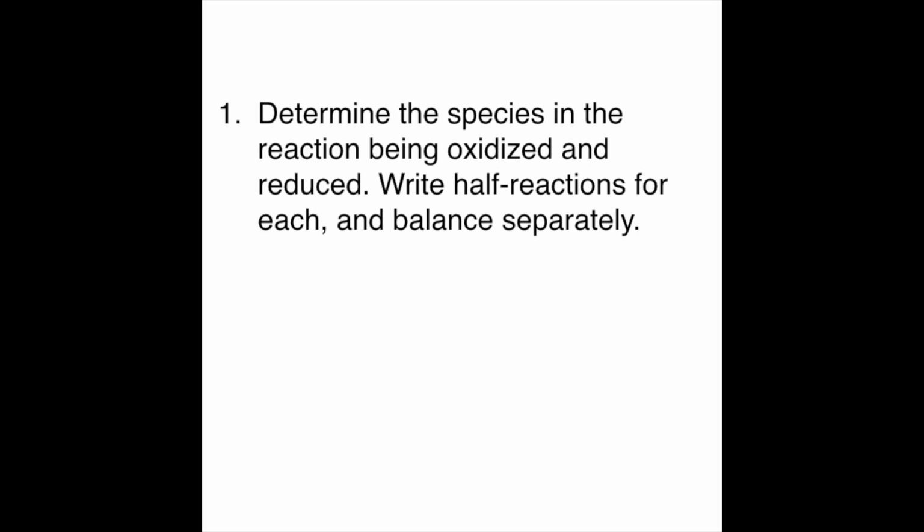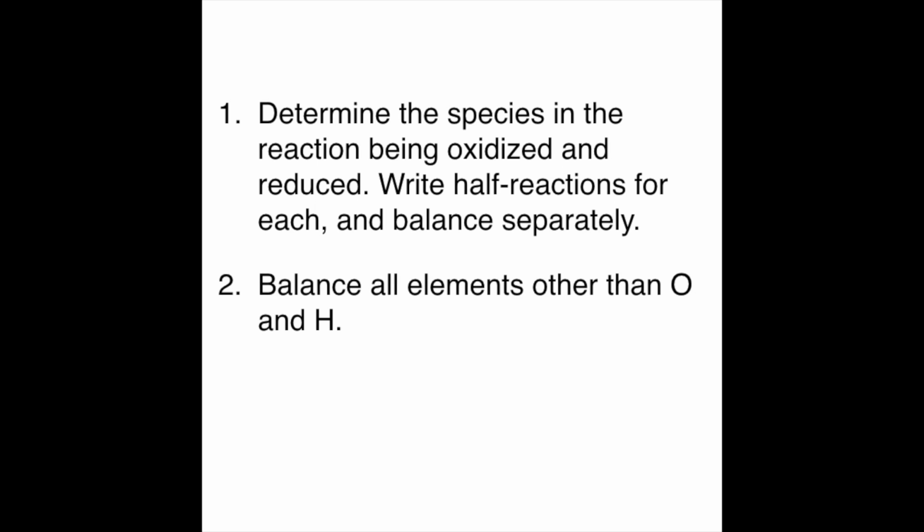Now this was a fairly simple example, but redox reaction equations can get quite complicated and difficult to balance. But following these 6 steps will allow you to balance any redox reaction equation. The first step is determine which species in your equation is being oxidized and which is being reduced. Knowing this, write a separate half reaction for each process, as we did earlier. From here, you will balance each half reaction separately. You'll begin by balancing all the elements in the equation other than oxygen and hydrogen. In our example, all elements were already balanced.